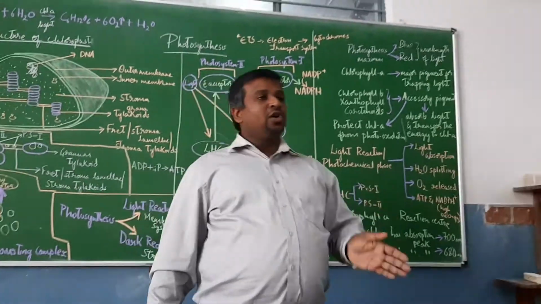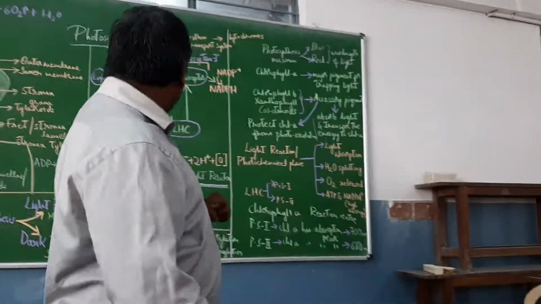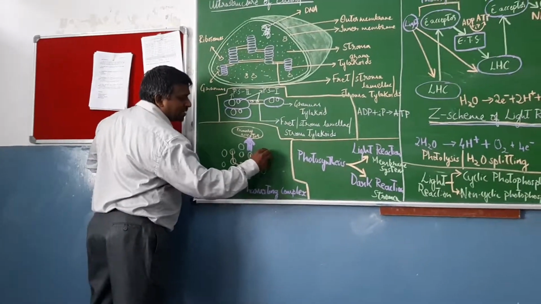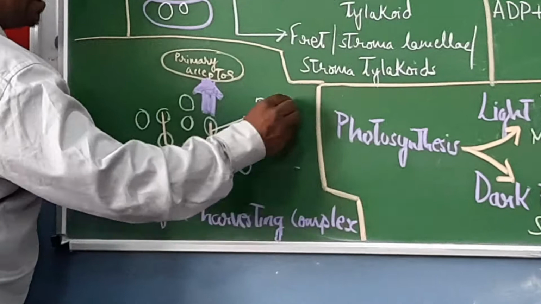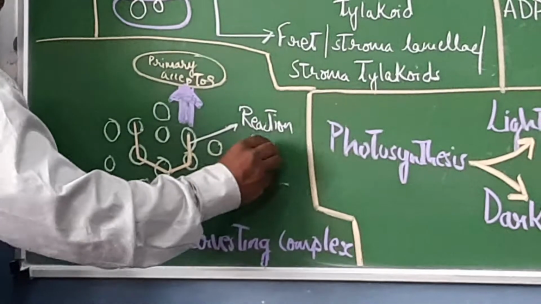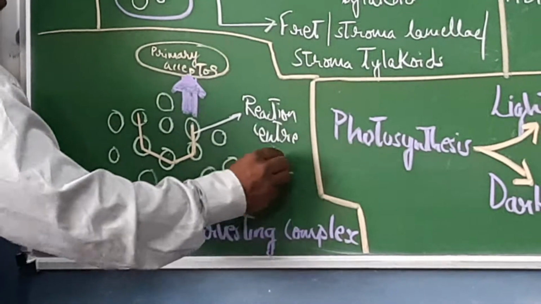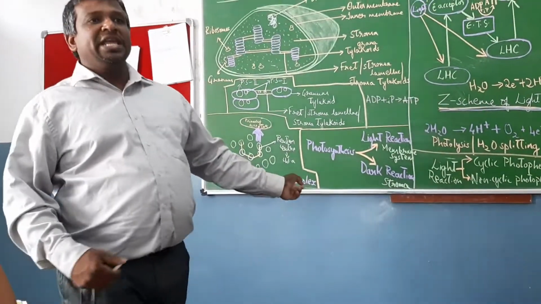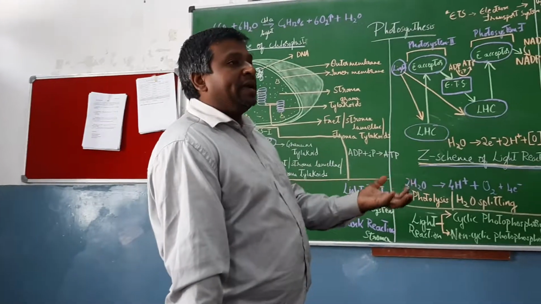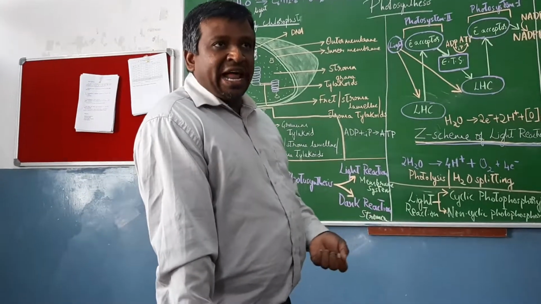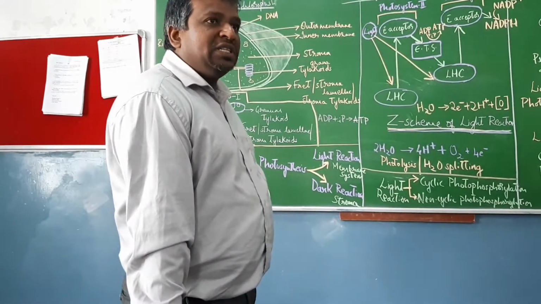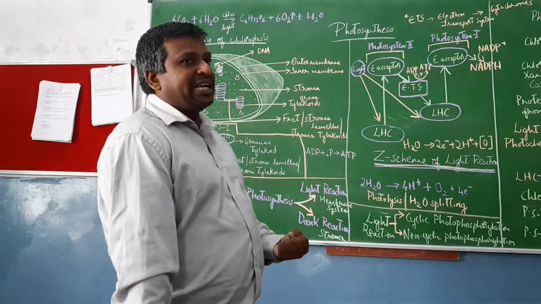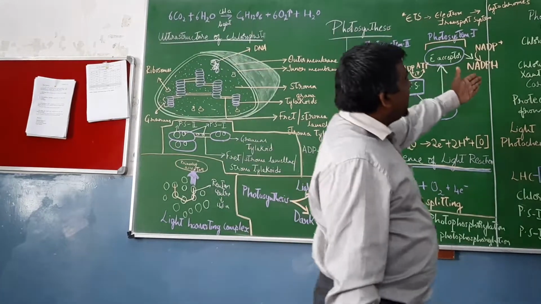So there is chlorophyll A which is present in the reaction center. I have drawn it in this diagram. This is the reaction center. What is this? The reaction center, which is made up of chlorophyll A. In the case of photosystem 1, this chlorophyll A will be absorbing at a peak of 700 nanometer. In photosystem 2, they will be absorbing the light at a peak of 680 nanometer. So you have to remember it.